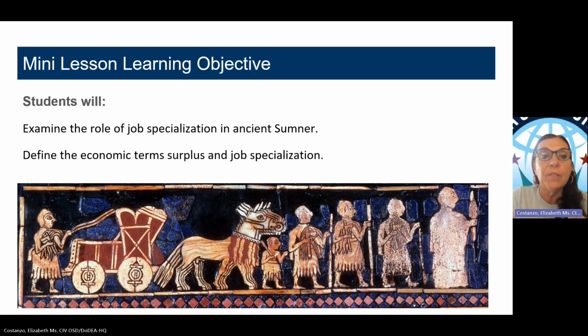They're going to examine the role of job specialization in ancient Sumer, and they're going to define the economic terms of surplus and job specialization. Surplus could be considered a tier 3 word, but definitely job specialization is a tier 2, mostly related to our content of social studies. You can hear it outside of that, but it kind of falls in here for us. So we've got surplus and job specialization. We already set up the definition of surplus, which is extra, right? And now we're going to move into learning about job specialization. Once again, I took the image from our textbook, and this is the ore of Sumer.